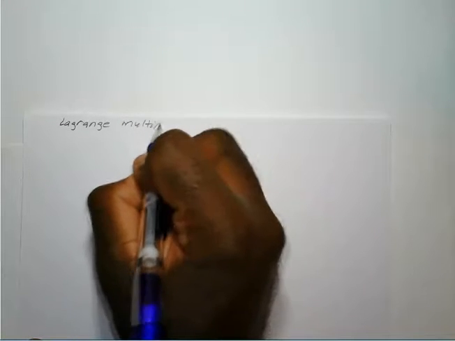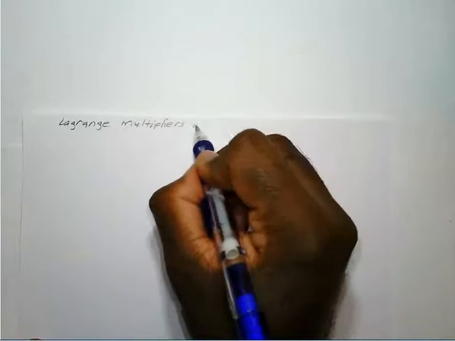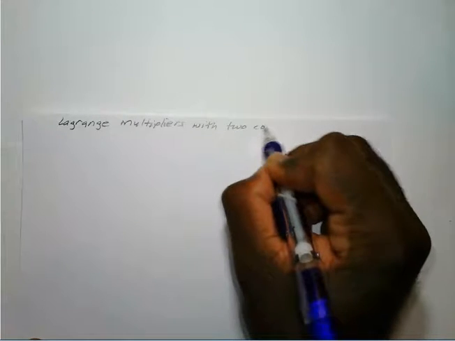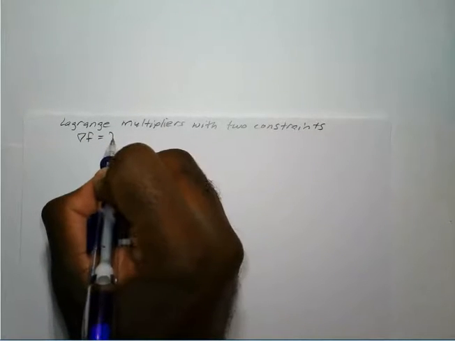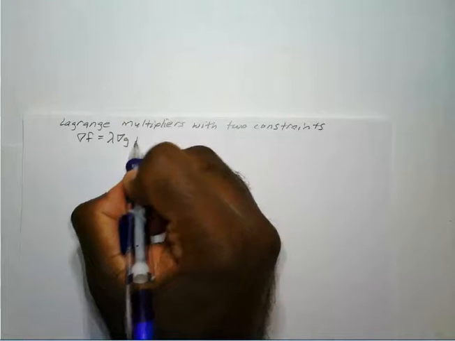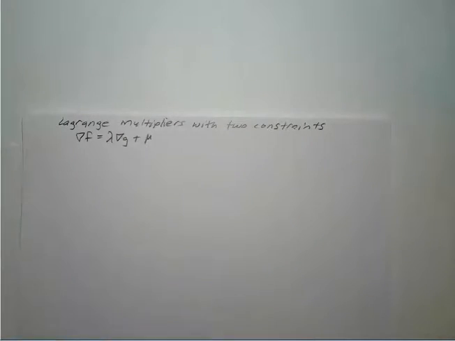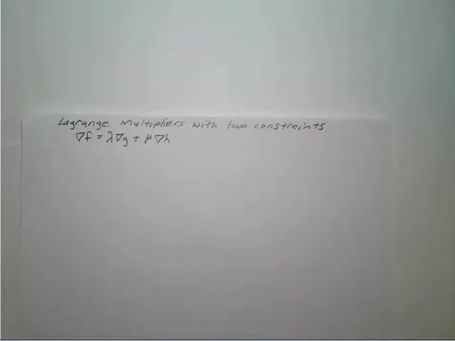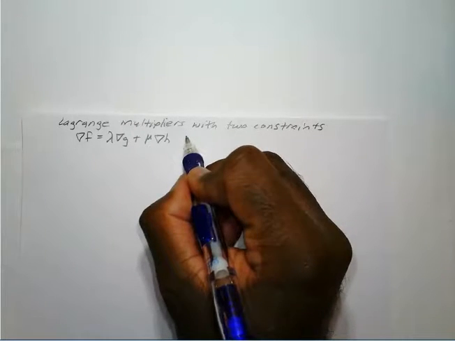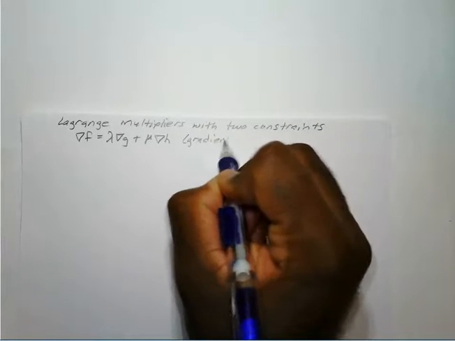Okay, so now we're going to look at Lagrange multipliers with 2 constraints. So far we've only had 1 constraint, and now we have 2 constraints. That means your gradient of f is equal to lambda times your gradient of g plus the Greek letter mu as our scalar multiple times the gradient of h, where g and h are your constraints. Okay, so we know here that the gradients are not parallel.